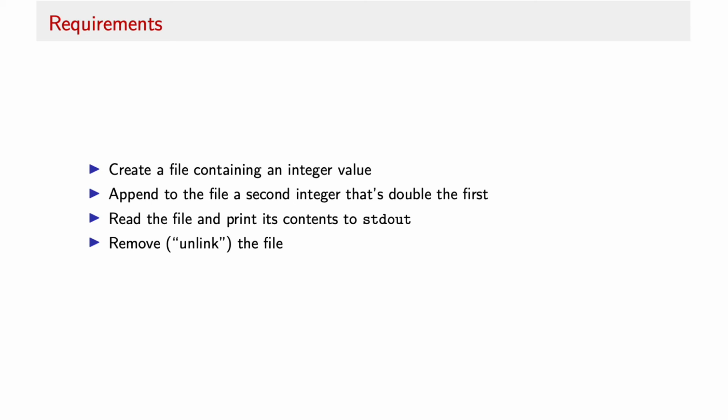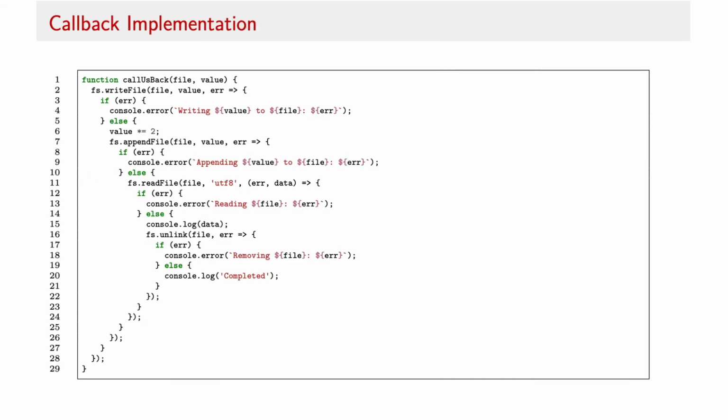The requirements are very simple and kind of artificial, but they give us a set of asynchronous operations that we want to do one after the other. First, we're going to create a file that just has an integer value in it. Then we're going to append to that file a second integer that's double the first, just so that there's something to write out there. Then we're going to read the file and print its contents to the standard output. And finally, we're going to remove the file, which in Unix terms is called unlinking, and that's the name of the function call.